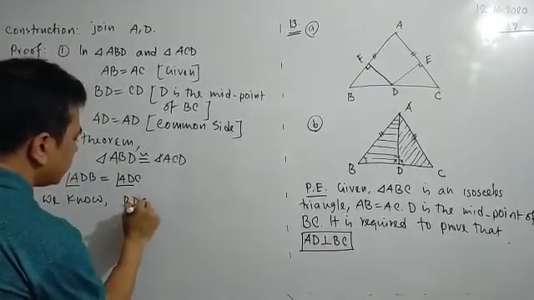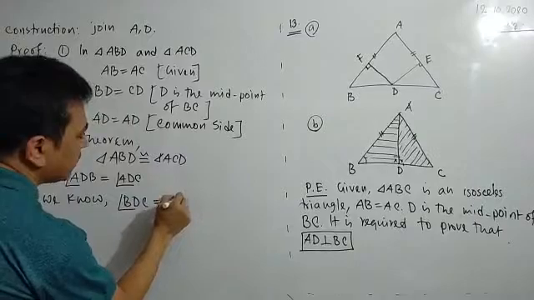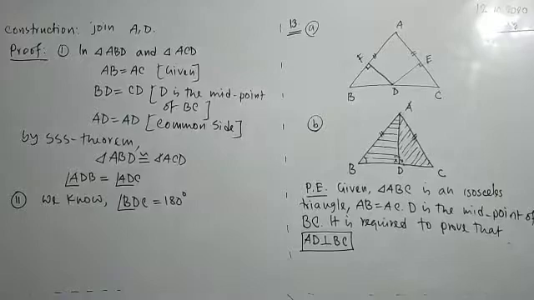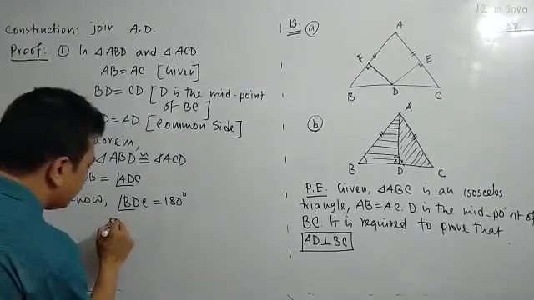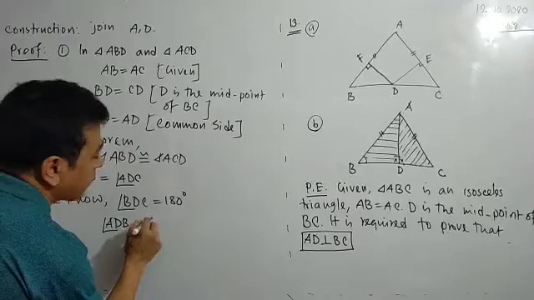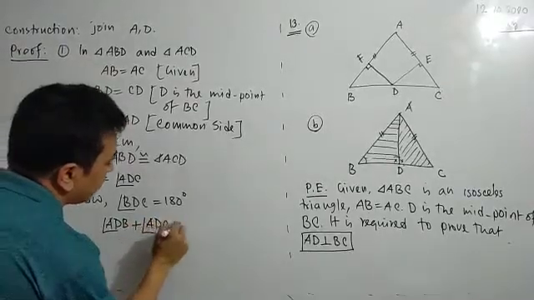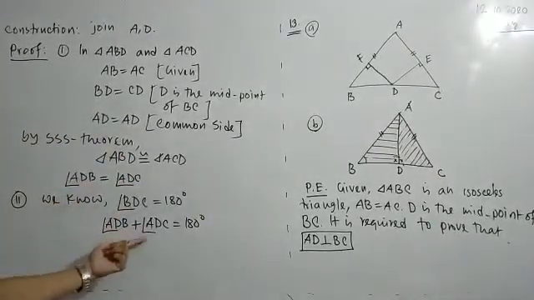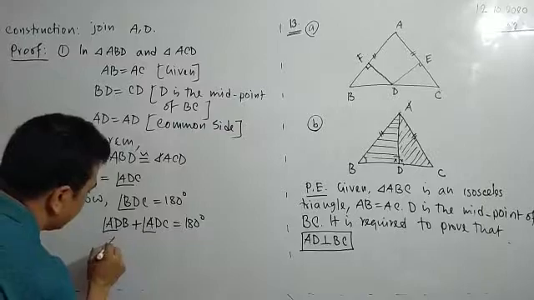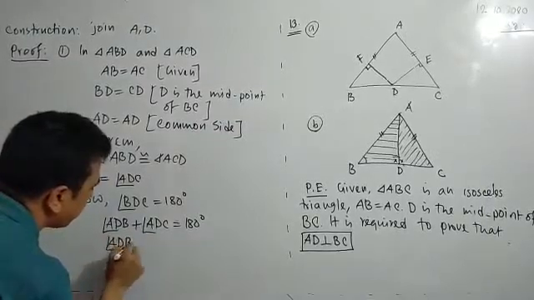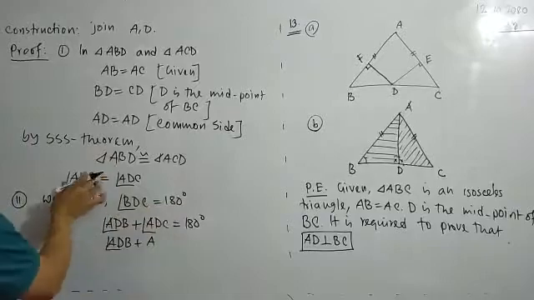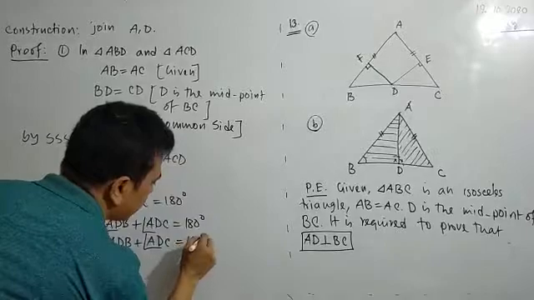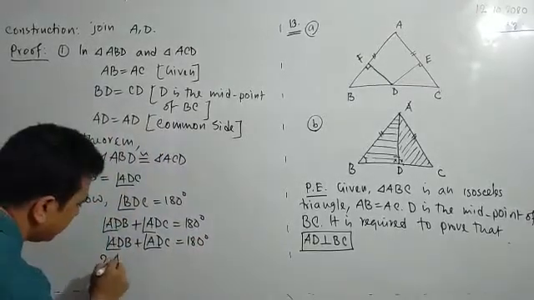BDC angle is equal to 180 degree. Okay, and BDC angle, we can split this angle BDC. We can write ADB plus ADC angle is equal to 180 degree. So look at that here. In 1, we have shown both of these angles are equal. So we can write ADB plus ADB, because ADC is equal to ADB. ADC equals 180 degree.